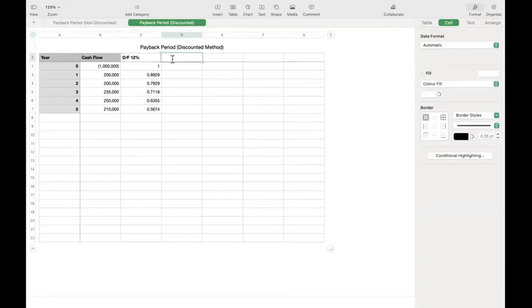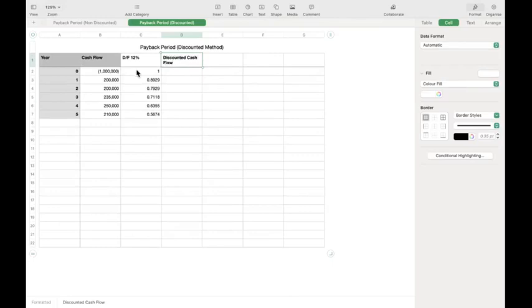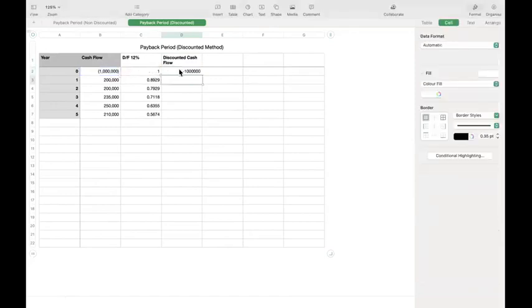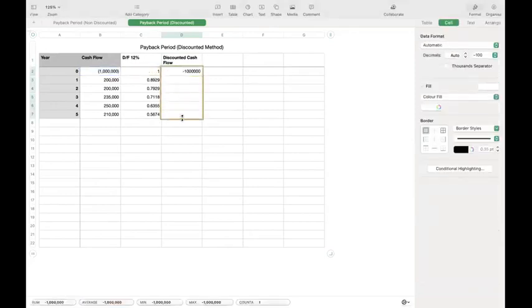Now we have to find the discounted cash flow. The next step is to find the discounted cash flow. So we simply multiply this with this column, and then we drag it all the way down. So here we have the discounted cash flow.